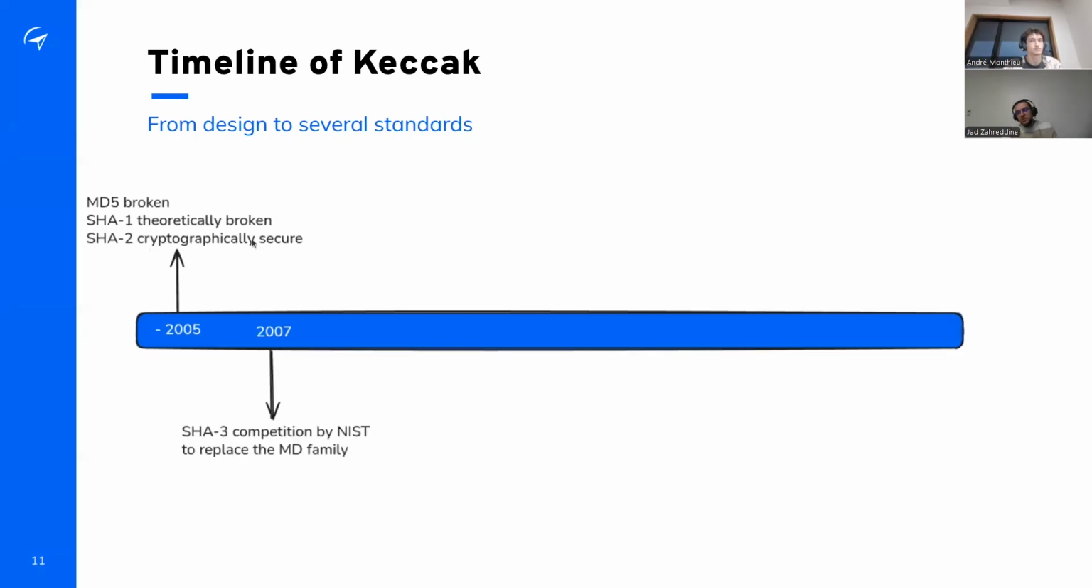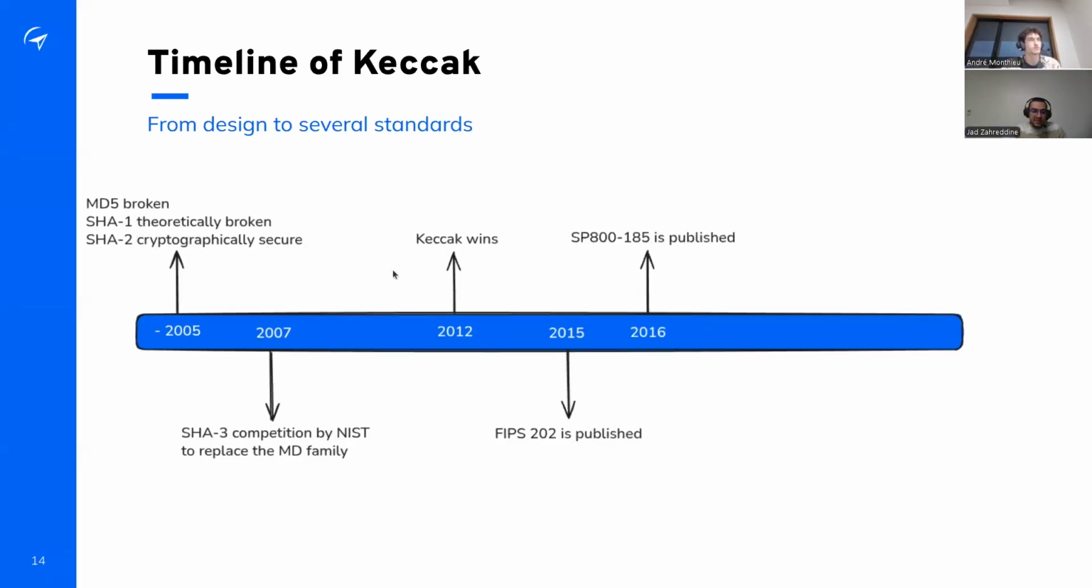However, the NIST wanted to take preventive measures, and in 2007, the NIST launched the SHA-3 competition in order to replace the MD family. Five years later, Keccak won that competition, and three years after that, the NIST published FIPS 202, which standardized Keccak as Secure Hash Algorithm 3, or SHA-3. One year later, the NIST published a special publication numbered 800-185 in order to give recommendations on how to use Keccak in diverse formats. We will talk about that a bit later.